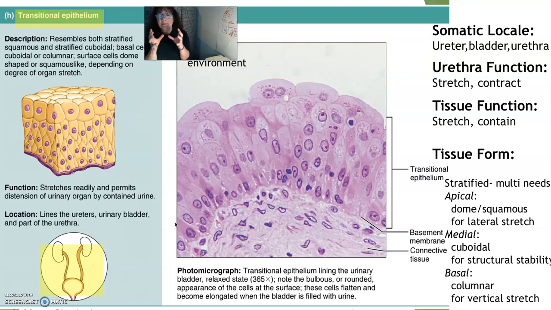So here's a brilliant combination of putting them all together in what's called a transitional epithelium. When you see dome cells on the apex, cuboidal cells in the medial, and columnar cells at the base, you're thinking there is a lot going on in this tissue, and you'd be right to think about bladder tissue for that.